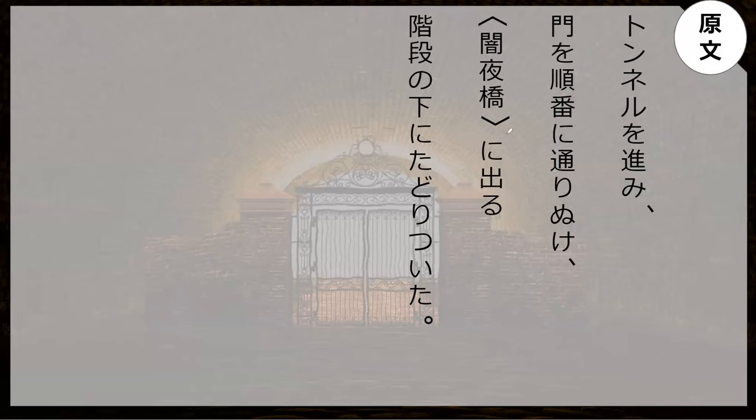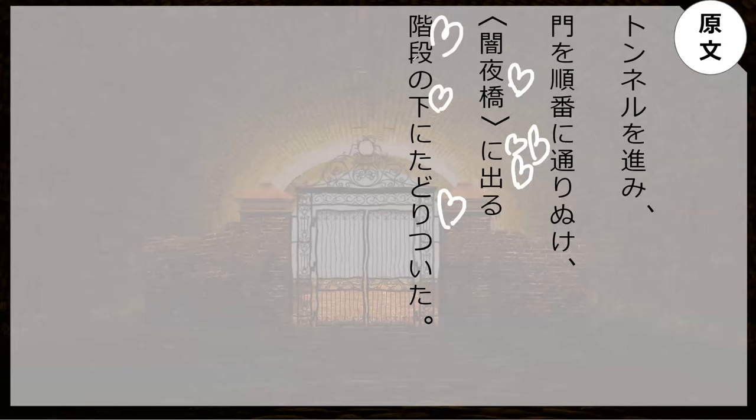Tori nuke. Cross through. We emerge, or we arrive at, not arrive at, we deru, when we came out at the bridge, the darkness night bridge. And we finally arrive. We tadori tsuita. We arrive at the destination, which is below the stairs.